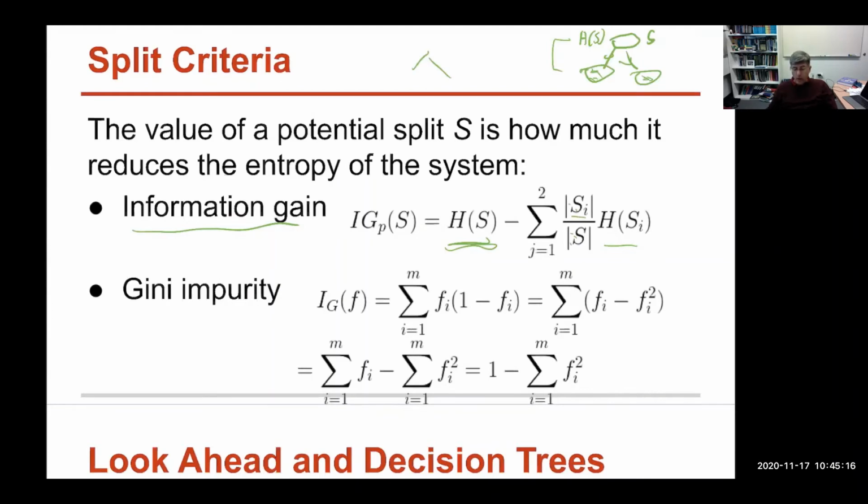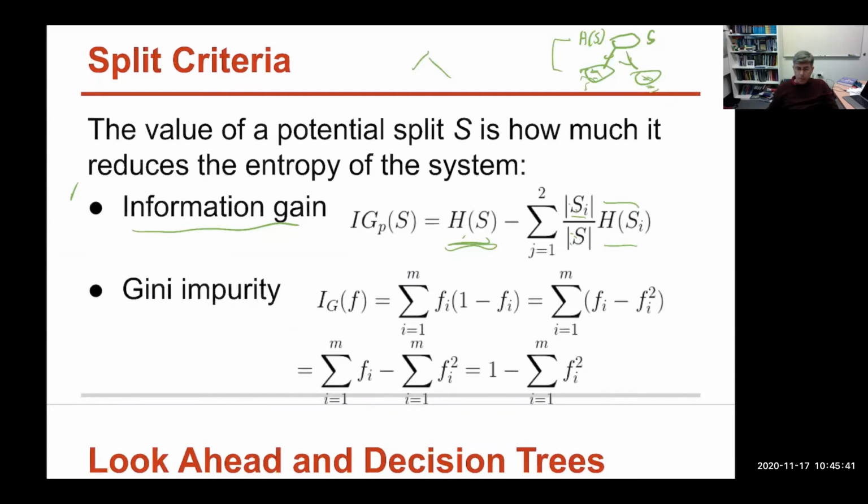But regardless of how we split it, we want to know what is the entropy of the subsets. The information gain is the old entropy minus the entropies of the new pieces. The more information we gain, the better a split it probably is. Any questions about that?